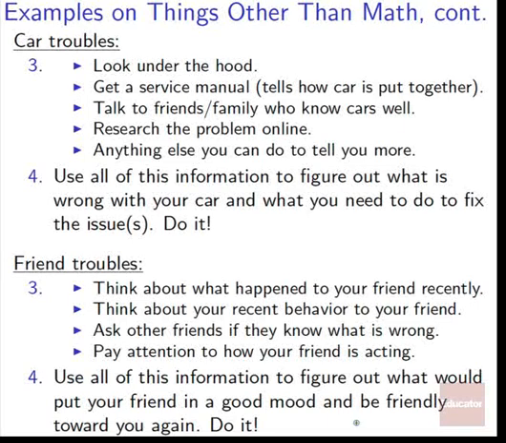In the friend version, we use all this information to figure out what would put our friend in a good mood and be friendly towards us again. And we do it, right? We use the information to give us a bunch of stuff that we can now do to reach our objective. That's what's going on in complex problem solving just generally all the time.